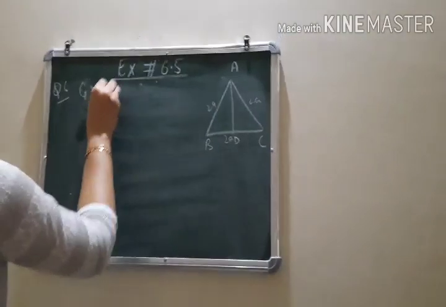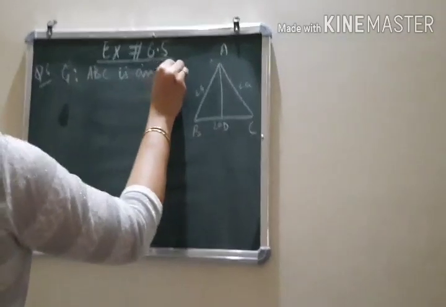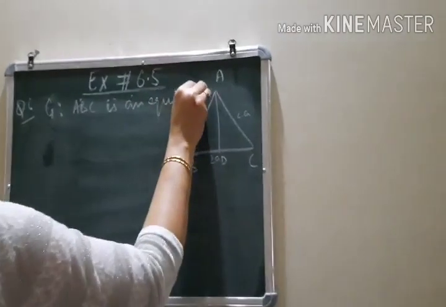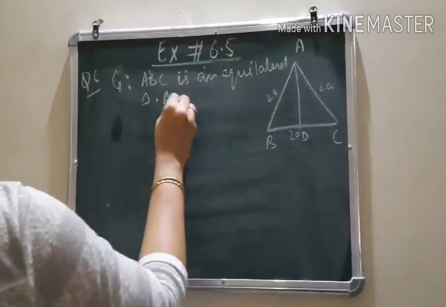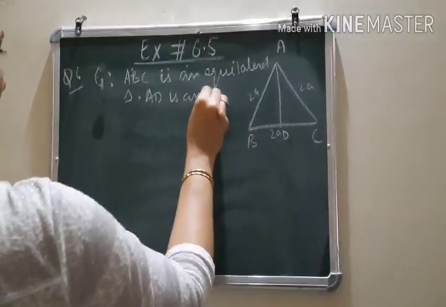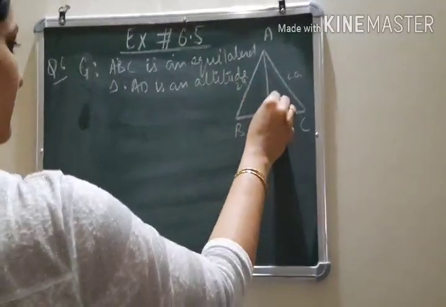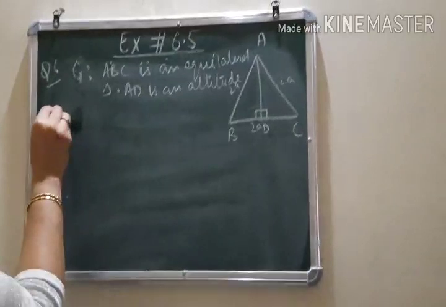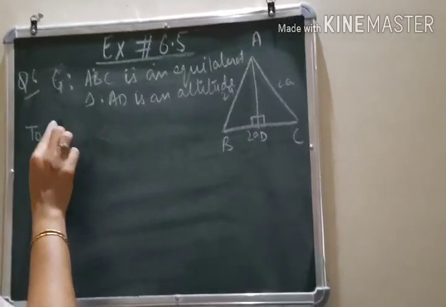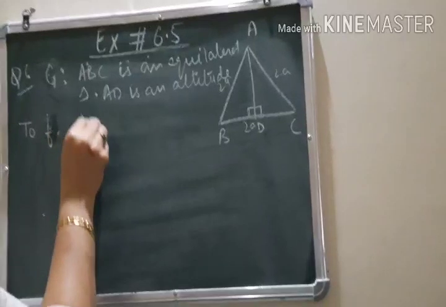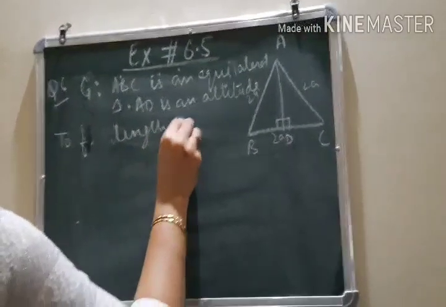So given is ABC is an equilateral triangle, and AD is an altitude. Now if it is an altitude, that means it will make an angle of 90 degrees. So you have to find the length of AD.